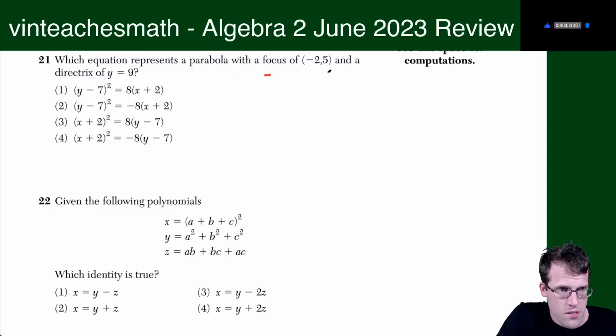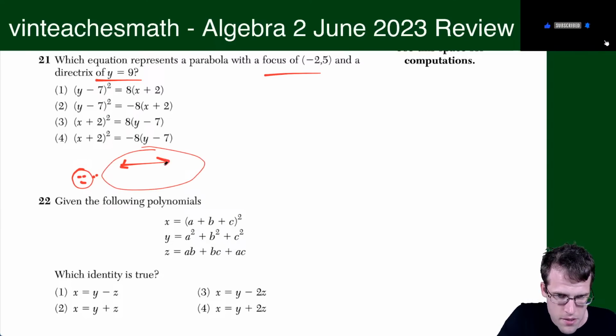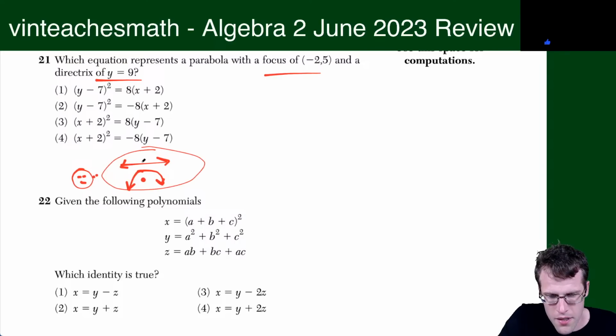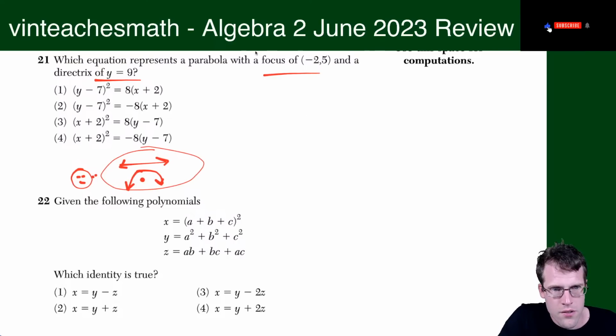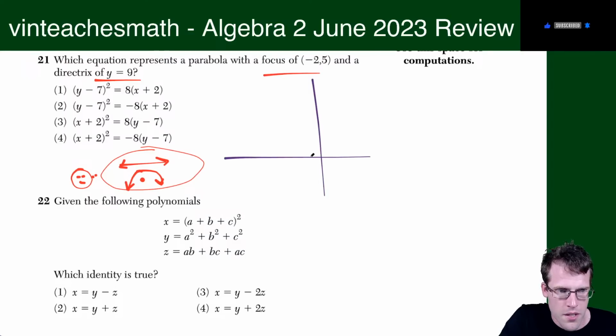So focus and directrix. The concept is that a parabola, where this is the directrix and this is the focus, would open downwards like this. The parabola is the set of all points that are the same distance away from this point, the focus, and this line, the directrix. So this one you could just kind of concept your way through.